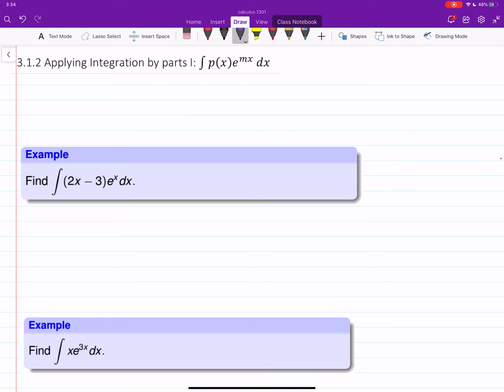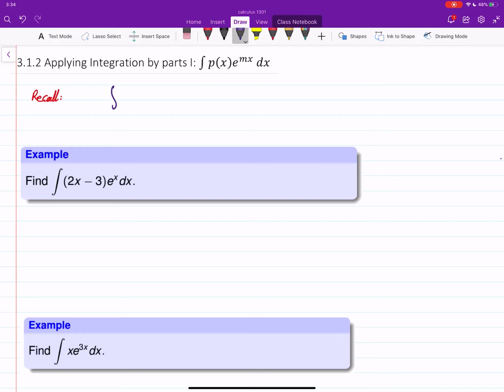Hi, in this video, we will do some examples for integration by parts, and we will learn about a class of functions when you have a polynomial times e to the power constant times x that can be integrated using integration by parts. Let me start with recalling what the integration by parts formula was.